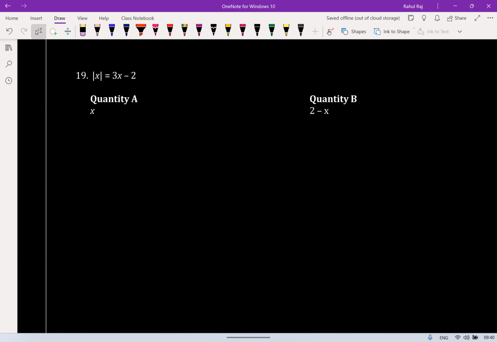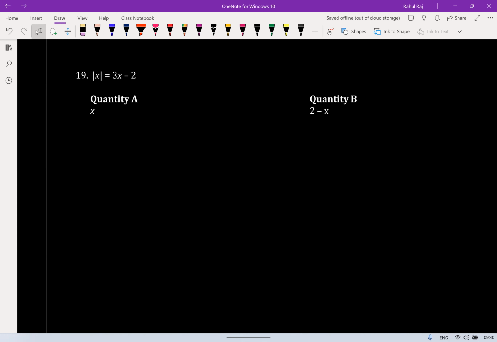So mod x is equal to x over here. And if you solve the equation x is equal to 3x minus 2, you get x as 1.